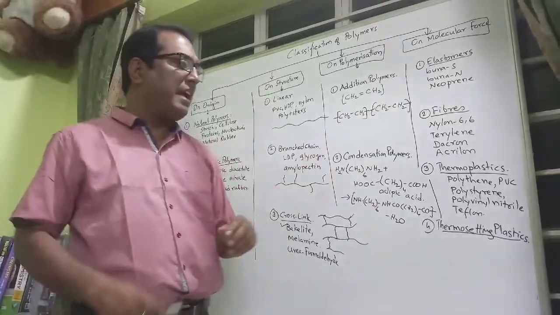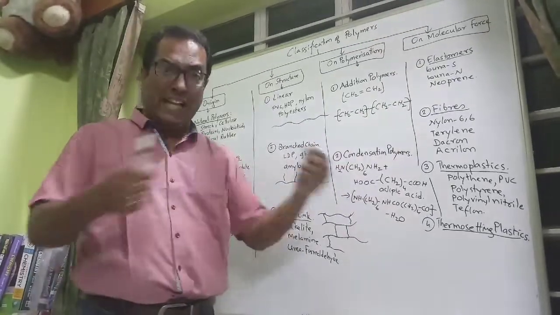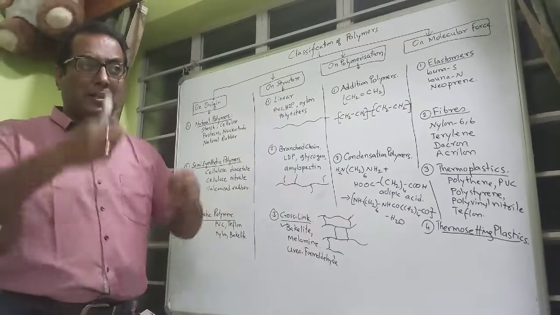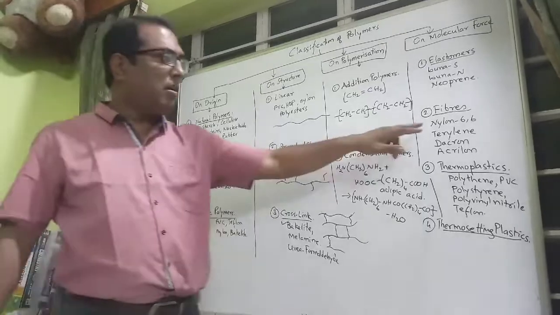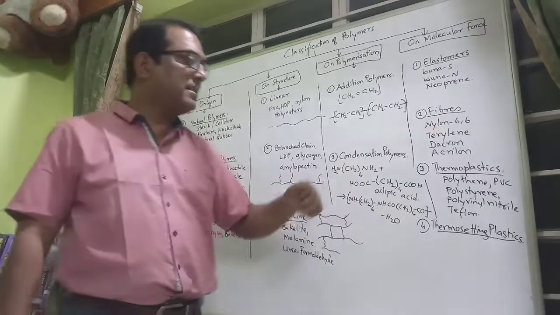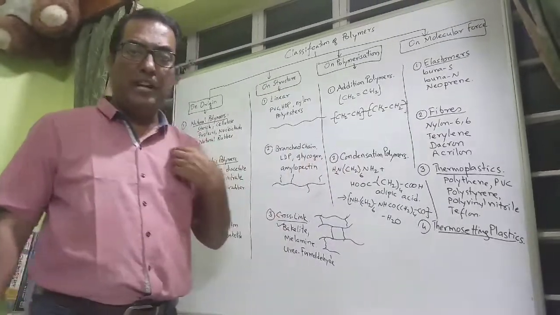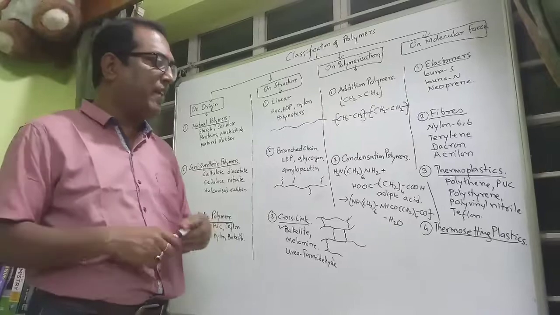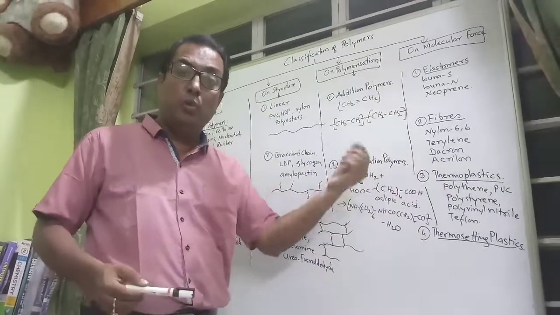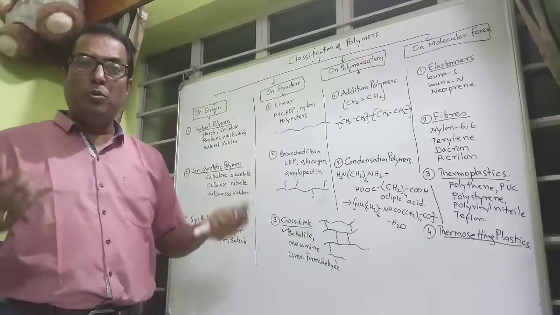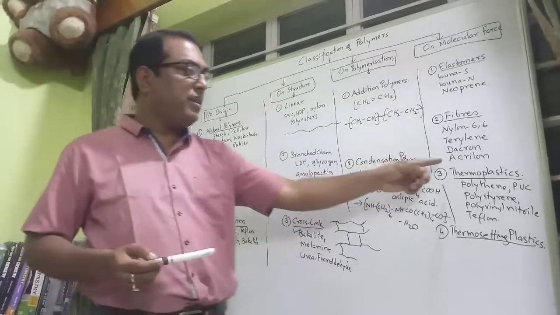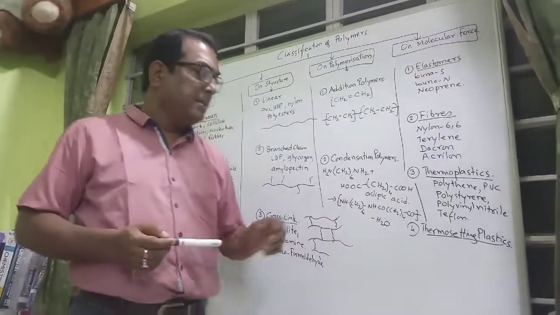The next thing is fibers. Fibers include nylon, used for stitching clothes and fabrics, and mosquito nets. These are all nylon 6. Even parachutes are made using nylon 6,6. Terylene is used for weaving fabrics. Dacron and acrylon: acrylon is a synthetic wool. Nowadays wool is very costly, so we make a synthetic variety of wool, which we call acrylon.